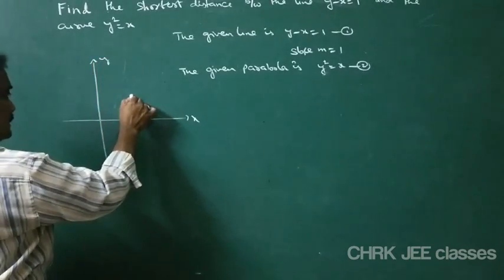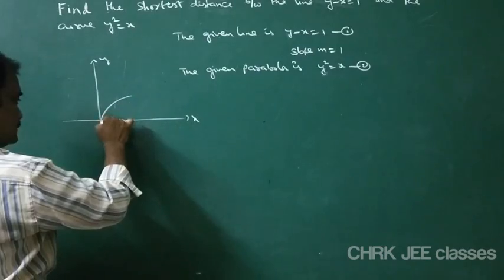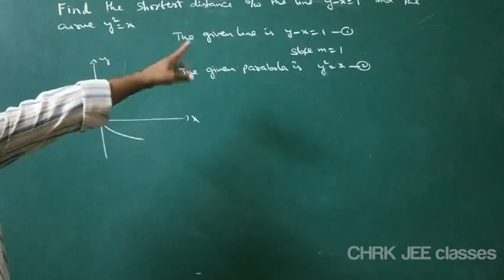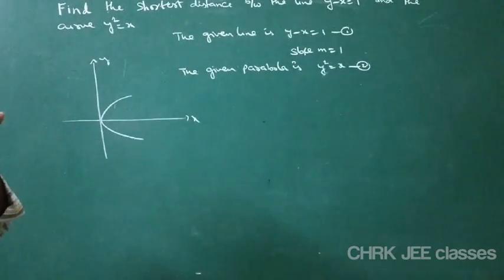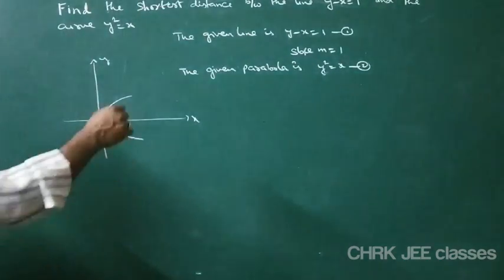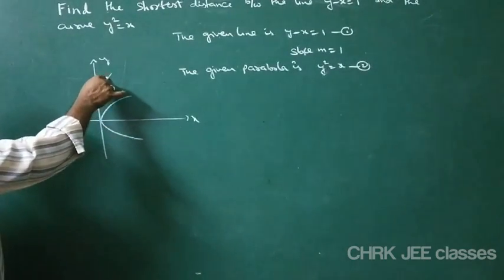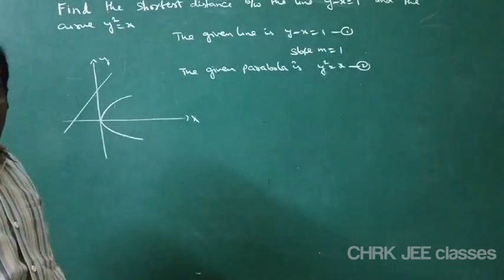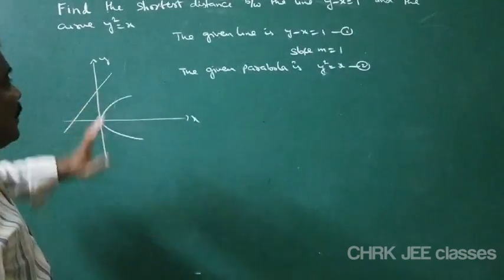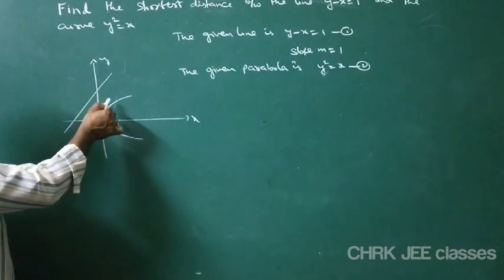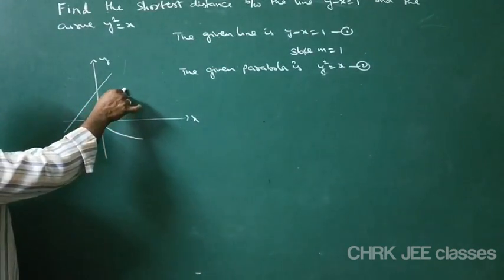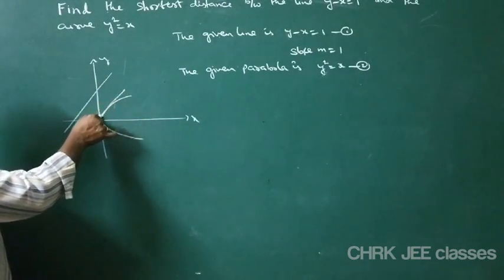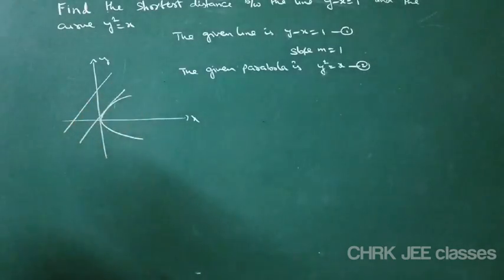y square equal to x is the parabola having vertex (0, 0) and the length of the latus rectum 1. Here the line y minus x equal to 1. So the line is like this. Here x-intercept is negative and y-intercept is positive. So for finding the shortest distance, first of all we have to draw a tangent which is parallel to the line y minus x equal to 1.